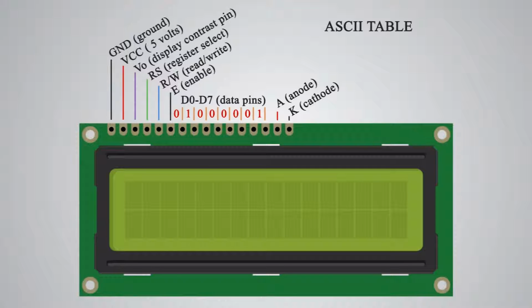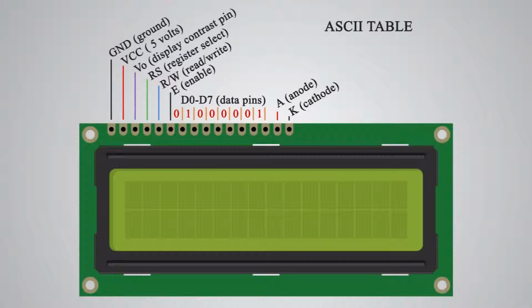To get a better understanding of the LCD and how it works, I will explain the 16 input pins that connect to it. From left to right it goes GND, which is the ground, VCC, which is connected to the 5 volts pin on the Arduino board. The VO pin is often attached to a potentiometer, which will control the contrast of the display.